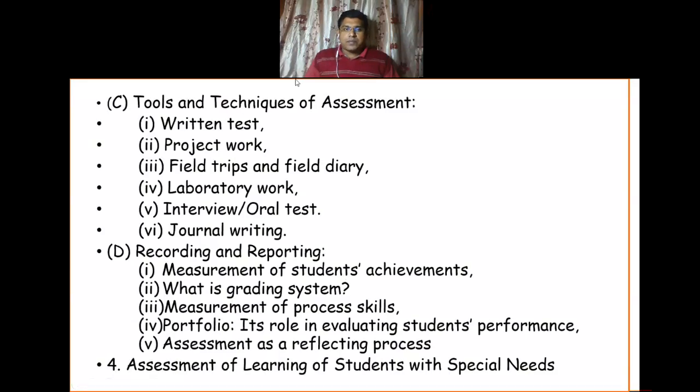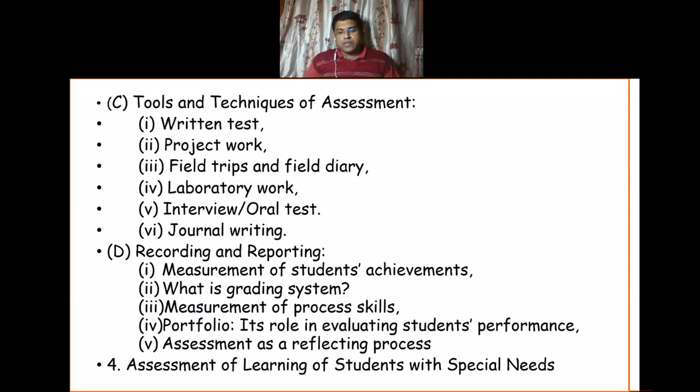Project work, field trips, field diary, laboratory work, interview, oral test, and journal writing. The fourth subunit is recording and reporting: measurement of students' achievements, what is a grading system, measurement of process skills, portfolio, and assessment as a role of reflecting process.